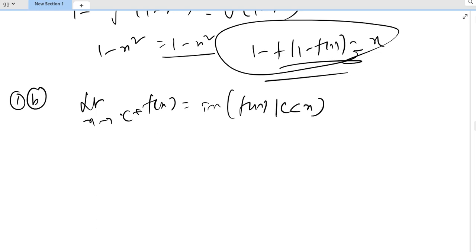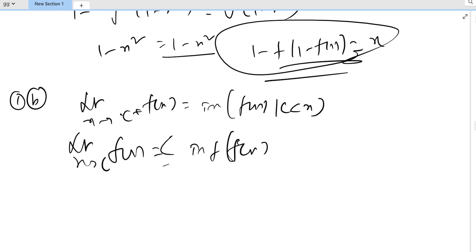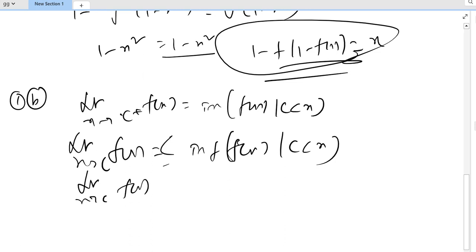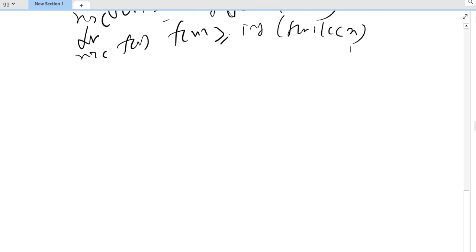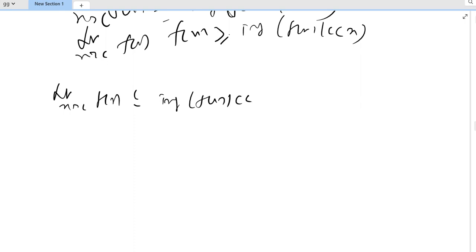So we need to prove two inequalities. The limit as x tends to c of f(x) is less than or equal to the infimum of f(x) given c less than x, and the limit as x tends to c of f(x) is greater than or equal to the infimum of f(x) given c less than x. So let's start with the first inequality. So here, let it be equal to the infimum of f(x) given that c is less than x.